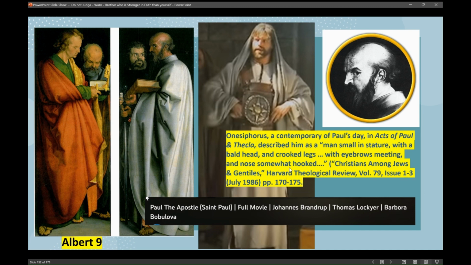So look at that guy. He's tall, he's handsome, he doesn't have a crooked nose, he doesn't have a unibrow, he's not bald. He doesn't have crooked legs. Well, of course, you can't see them under a robe anyway. But I mean, it's totally fallacious. They know Onesiphorus wrote a complimentary biography of Paul. He loved Paul, but he was honest enough to tell you what he looked like. And you get a completely false image of him.